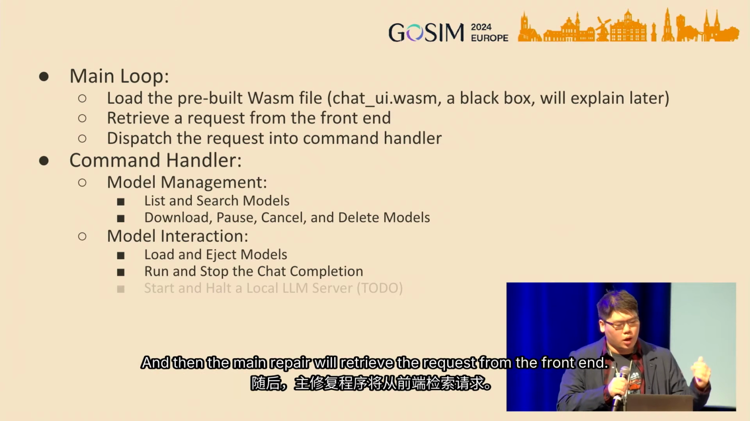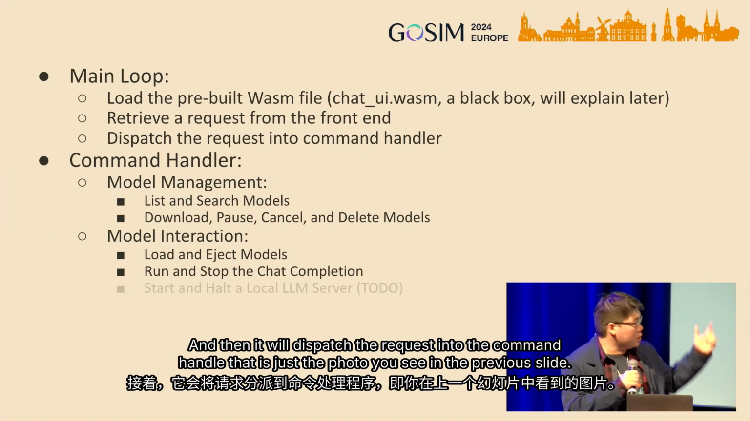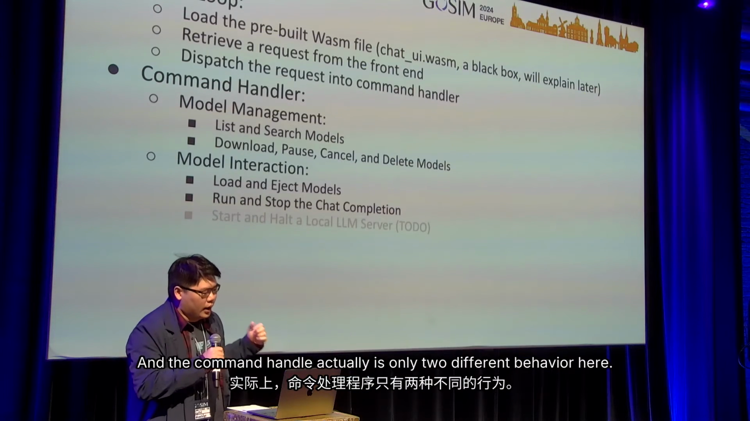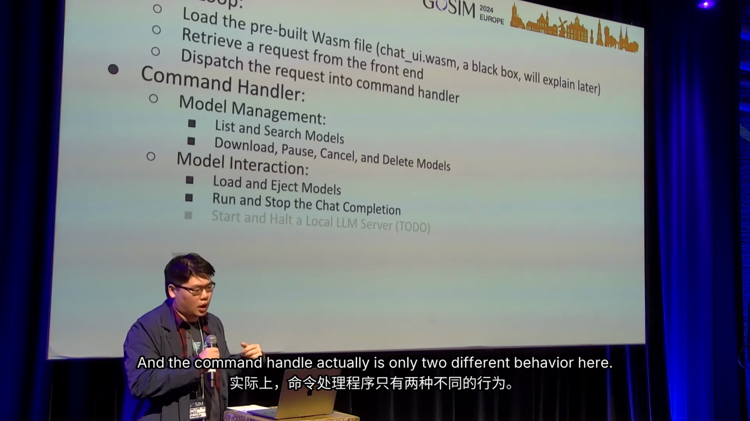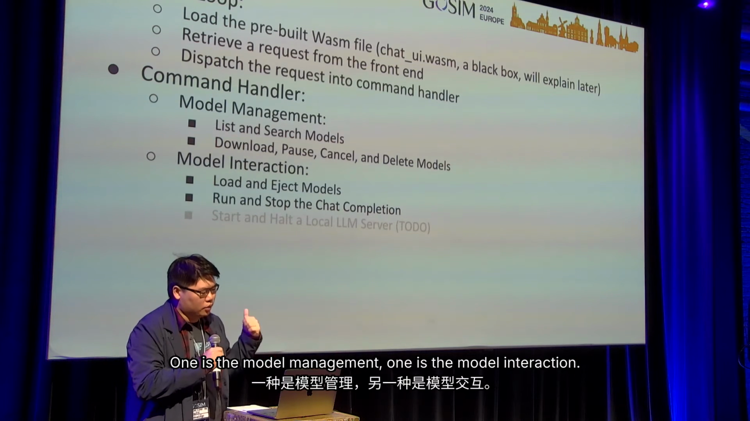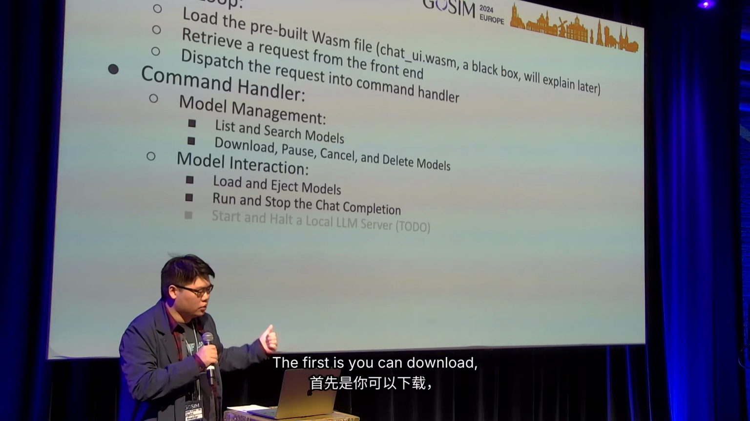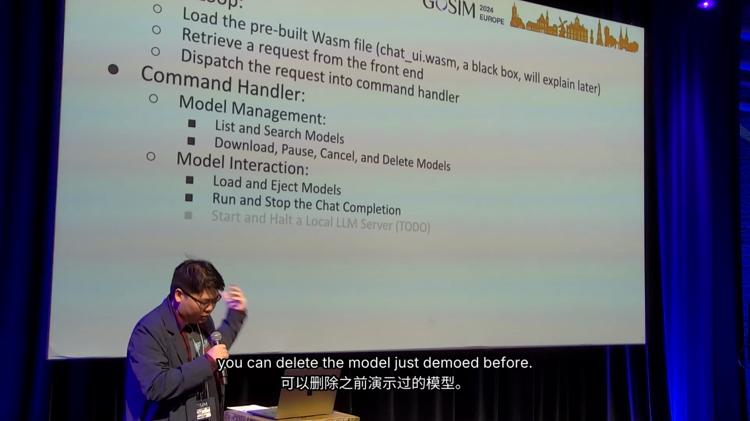Then the main repo will retrieve the request from the front end and dispatch it to the command handler, which is the picture you saw in the previous slide. The command handler actually has only two different behaviors here. One is model management, and one is model interaction. The first is that you can download and delete models, as just demoed before.